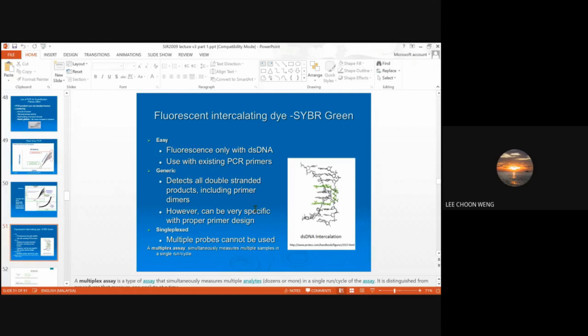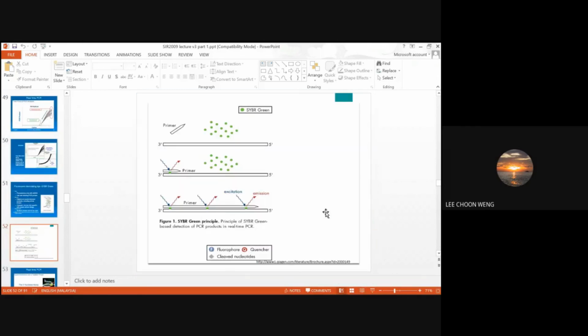Okay, SYBR Green intercalates with double-stranded DNA. So whenever the amplification has occurred, whenever you have more copies, you'll have more SYBR Green dye being incorporated. And this will fluoresce, and you'll have more fluorescence with more and more amplicons. Okay, so that's how you are able to quantify the amplification process.